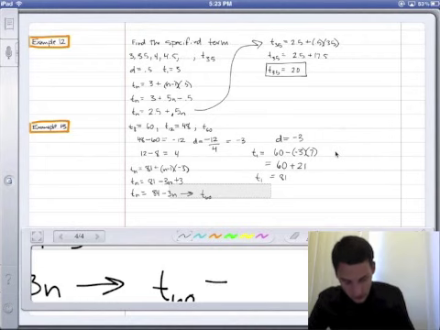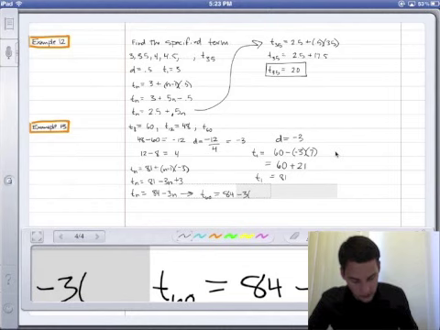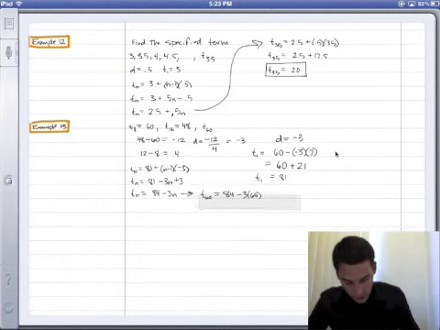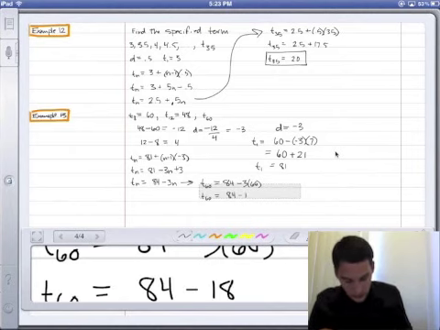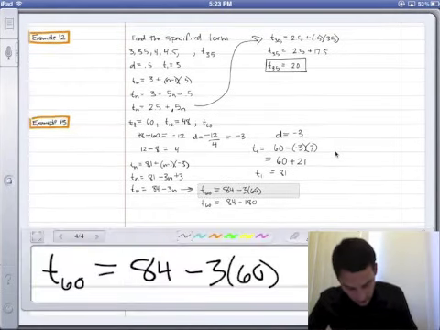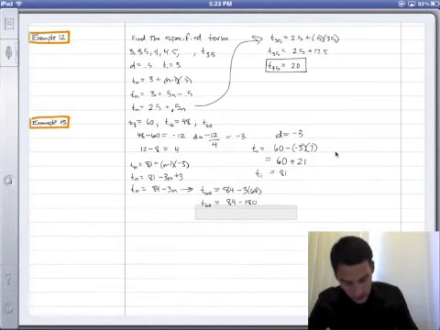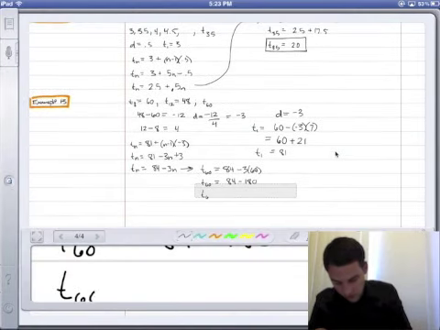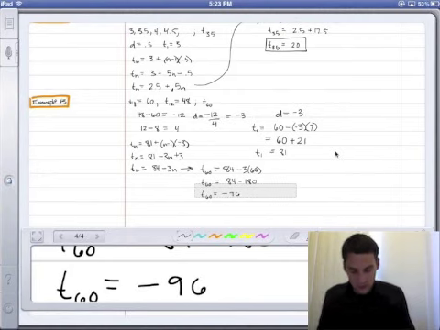So here we go. T sub 60 equals 84 minus 3 times 60, which is T sub 60 equaling 84 minus 180. 6 times 3 is, yeah, that's 0. And T sub 60 is equal to negative 96. And now I'm done.